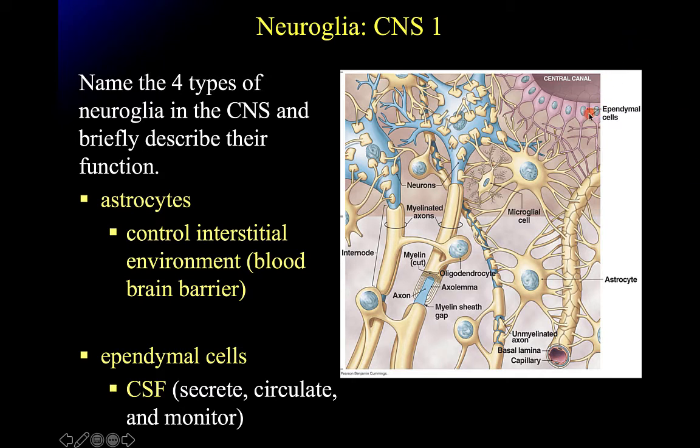We have ependymal cells here next to the central canal of the spinal cord, and we're going to have cerebrospinal fluid, or CSF, flowing through that central canal. These ependymal cells are going to be involved in secreting, circulating, and monitoring the cerebrospinal fluid. Now, this cerebrospinal fluid is the fluid which our brain floats in, and obviously, being that fluid environment, it's going to be involved in the exchange of nutrients and wastes with the nervous tissue.